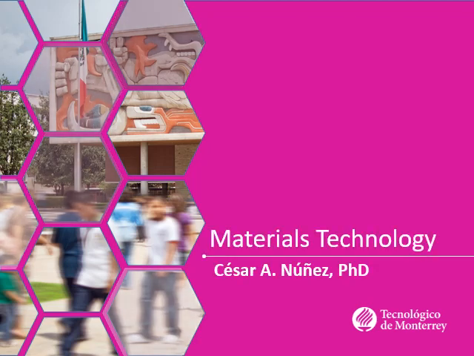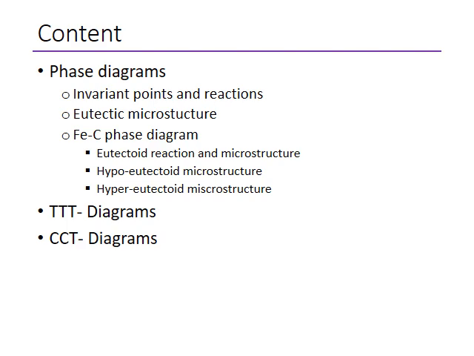Okay, welcome to part 3 of this class. So we have covered the invariant points, the eutectic microstructure. We talked about the iron-carbon phase diagram, and we made an example with a hypereutectoid steel, and we worked out the primary phase and the microstructure that was developed for this steel.